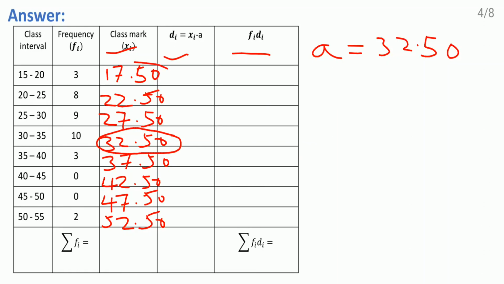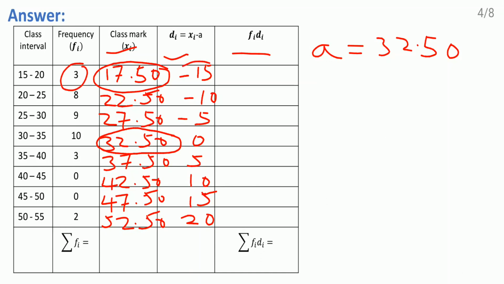This xi means 17.50 and this A is 32.50. Subtraction of these two numbers is what? 15. So this one is minus 15 here. 22.50 minus 32.50. It is minus 10. Then minus 5 will come. This is 0. This one is plus 5. This is plus 10. This is 15. And this one is 20. Right? Now fi and di.